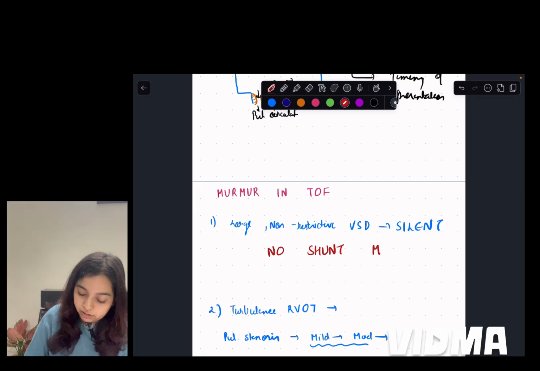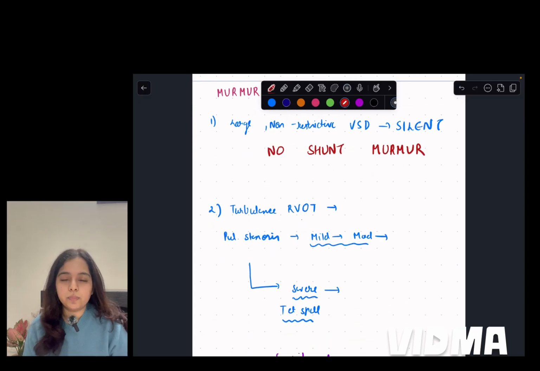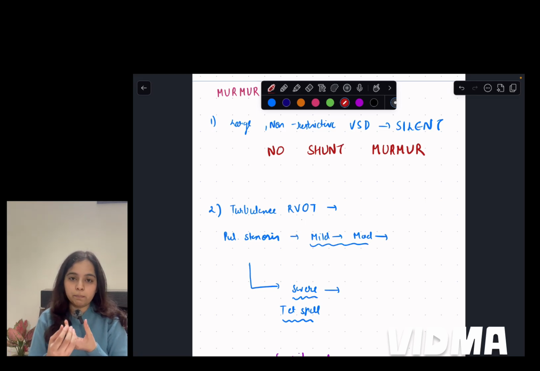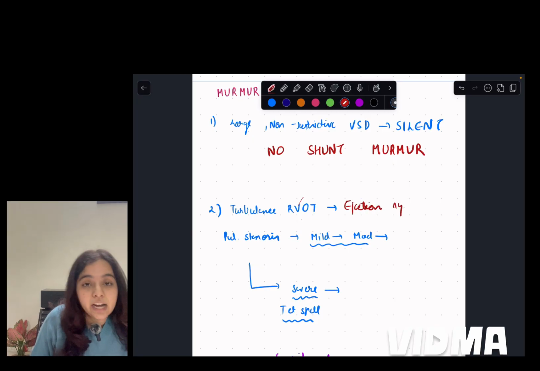Because of the large VSD, there is no turbulence happening. There is no obstruction or restriction of blood moving from the right side to the left side through that VSD. So that is why there is no shunt murmur present. But there is a murmur which you hear in a TOF patient, that is not the shunt murmur, but the flow murmur. Understand, when the right ventricle contracts, there is a narrowed orifice, so the blood has to go through that orifice towards the pulmonary trunk, right? That leads to turbulence of the blood flow and produces a murmur known as the ejection systolic murmur. This is a kind of flow murmur.